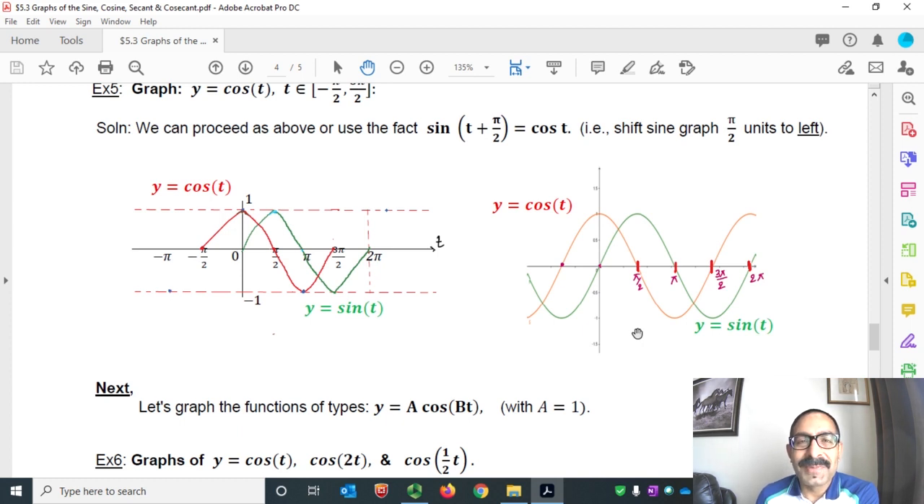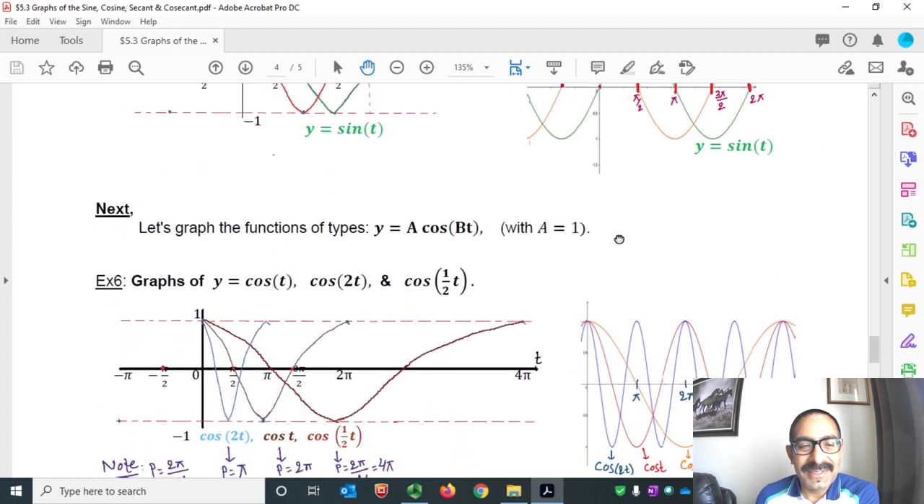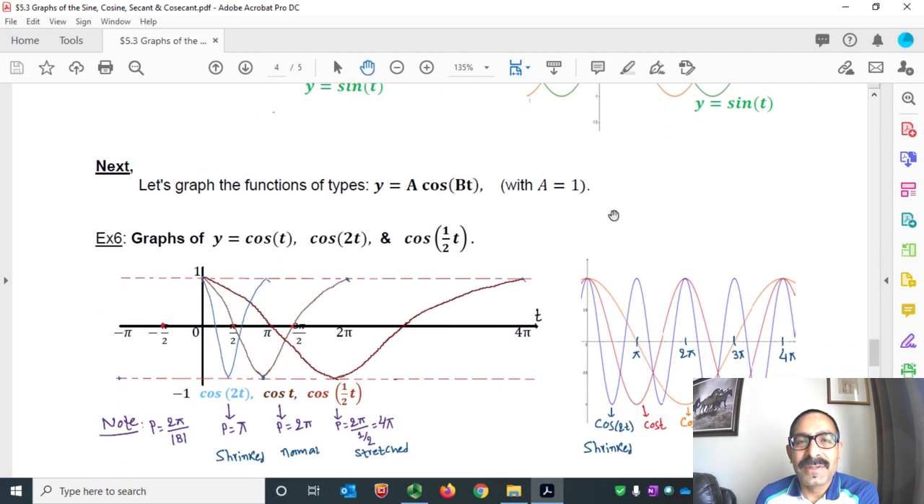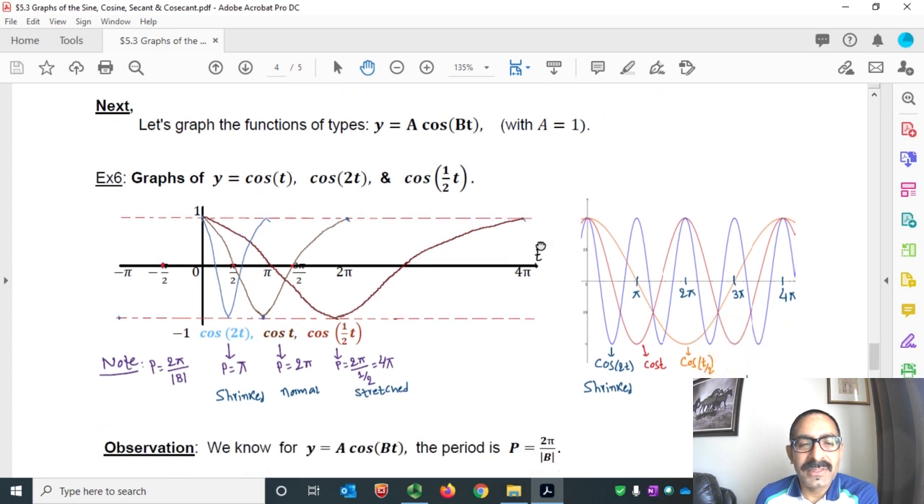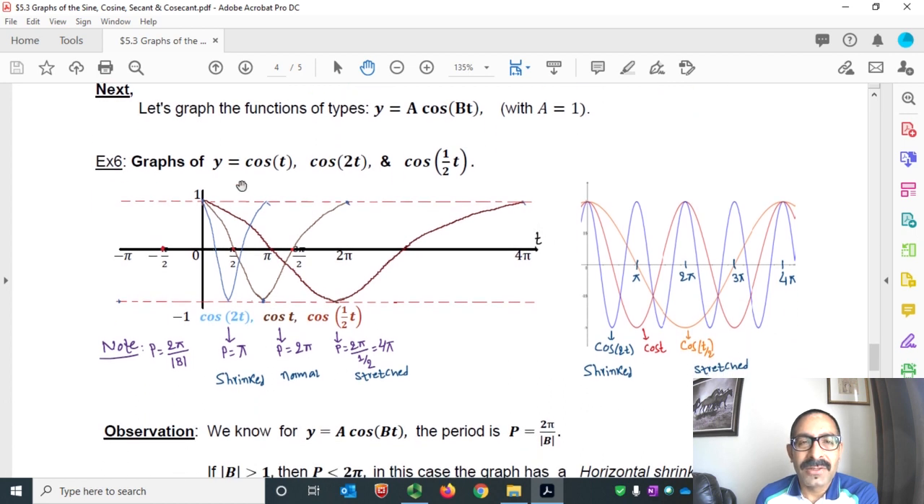Great. I hope this makes sense to you all. Now let's move on. Next, let's graph the functions of type y equals a times cosine of bt. Let's pick a is 1. Example 6. Graph y equals cosine t, cosine of 2t, and cosine of half t. We already graphed for the sine.